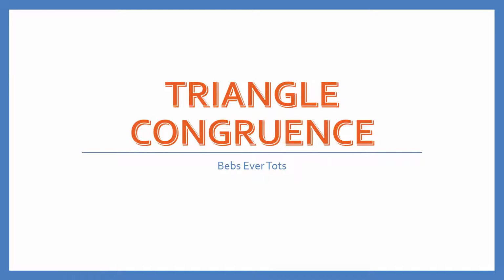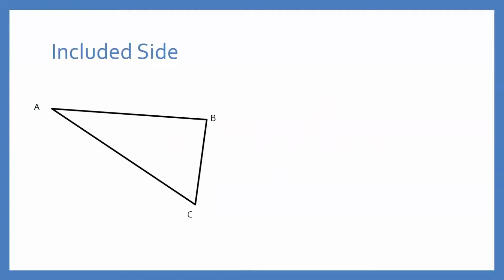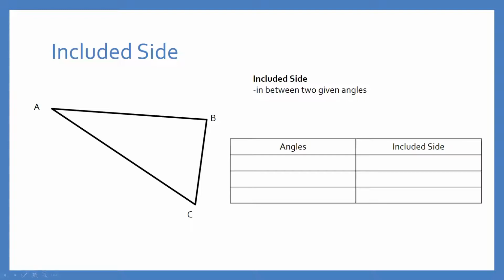And in this video, we're going to discuss the triangle congruence postulates that we use in order to prove that triangles are congruent. Okay, let's start. When we start, I want to have some primer, which is discussing the included side. An included side is in between two given angles. So let's have some analysis here.